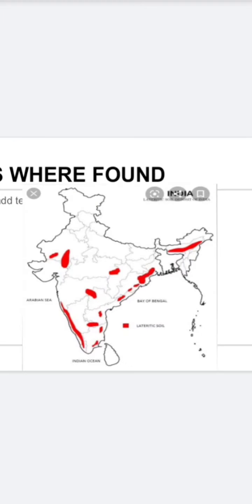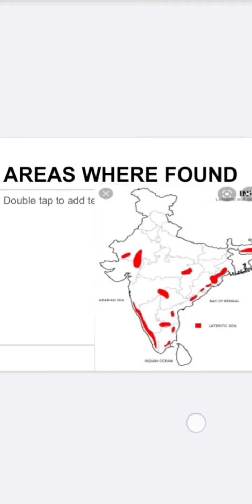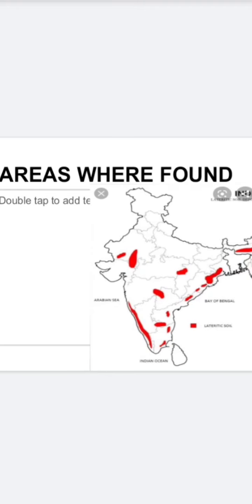Now, the areas where we find the laterite soil, you can see in this diagram that it is found in patches all over India. It is found on the summits of the western and the eastern Ghats. Now, by summits we mean the hilltops.